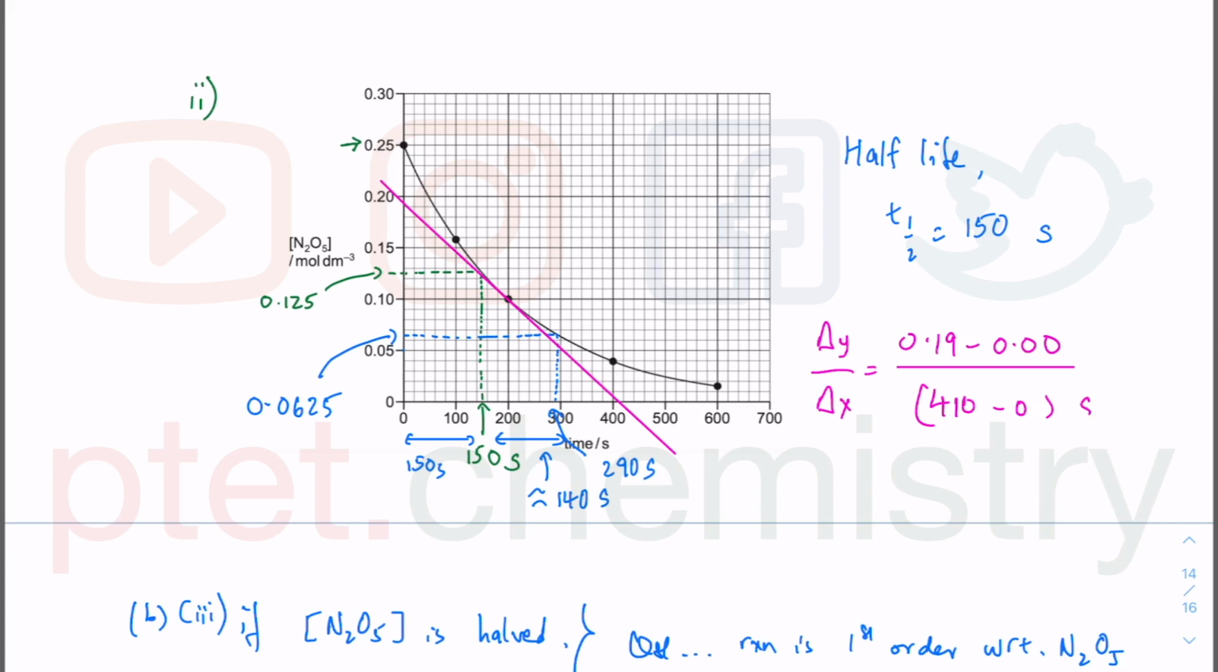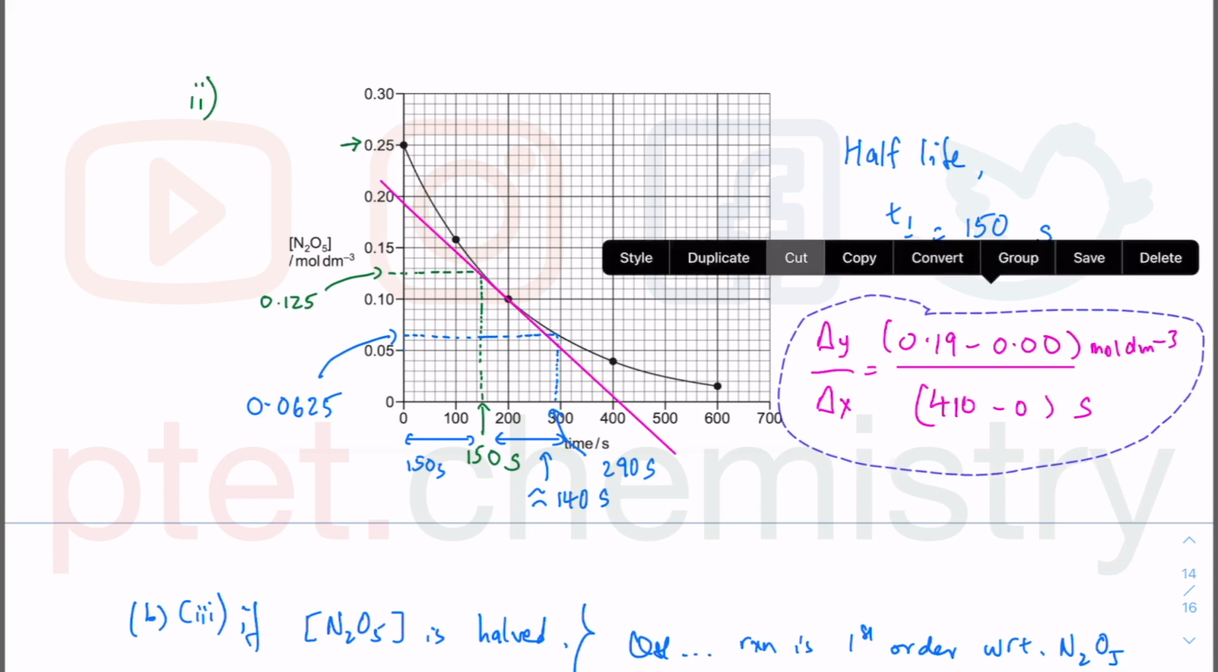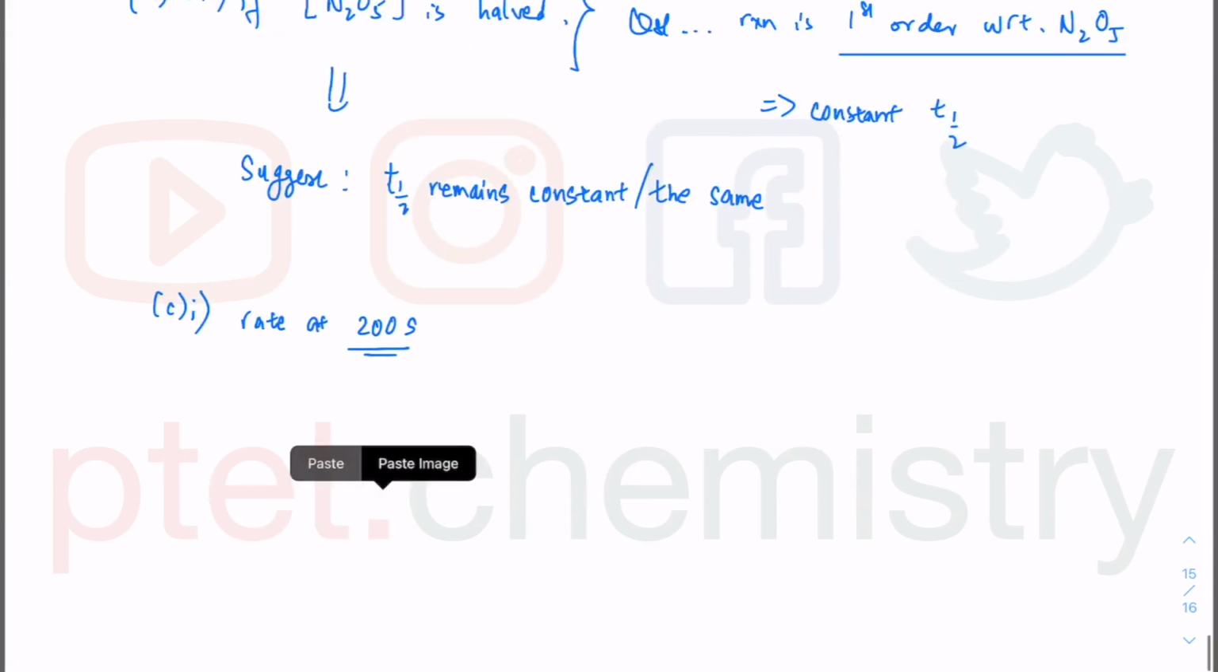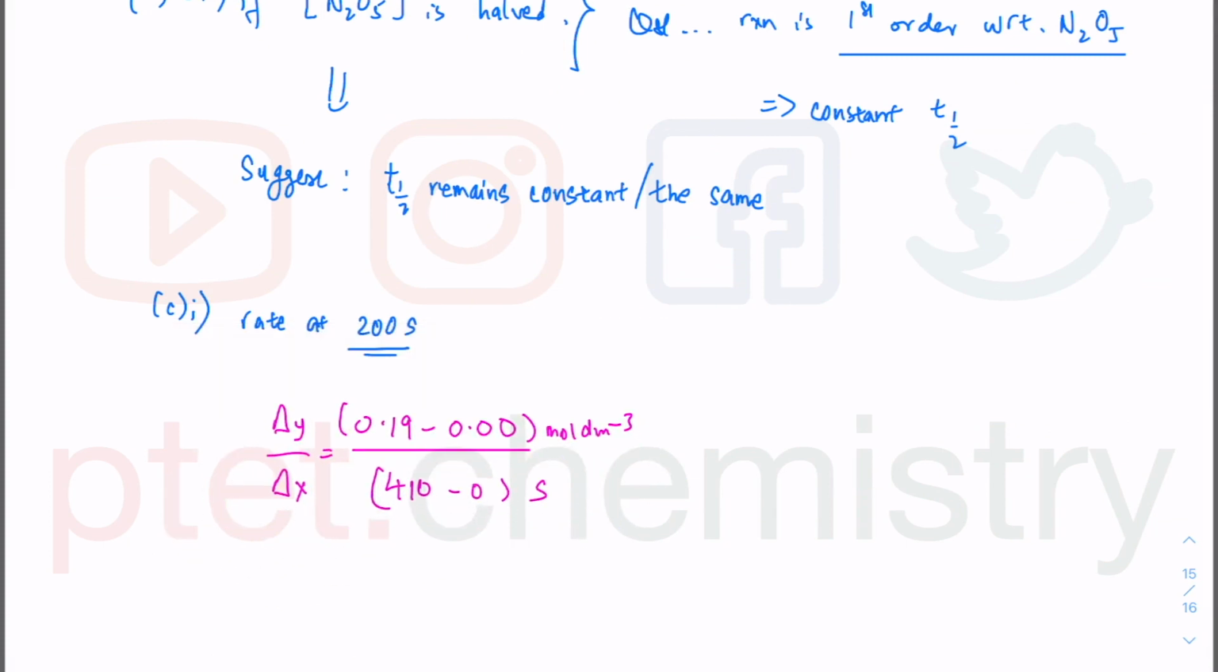You have seconds on the x-axis, you have mole per dm cube, and there's no other thing given in the information there, so that is going to be my gradient, which I'm going to copy paste and put it here now. So just do that on your calculator. You get 0.19 over 410. 0.19 divided by 410.